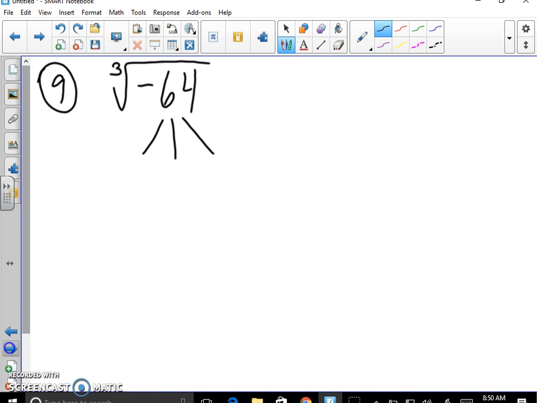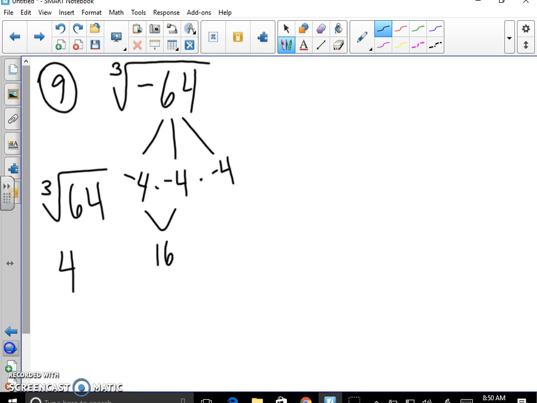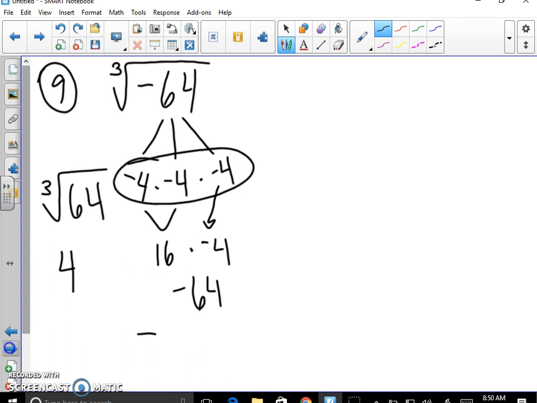Well, the positive square root of 64 would be 4. So let's just check. Let's try negative 4, because we're talking about negatives. Negative 4 times negative 4 is 16 times negative 4, and that gives us negative 64. So actually, if you have something like this, a cube root of a negative, you can get a negative answer. So the answer to this is negative 4.